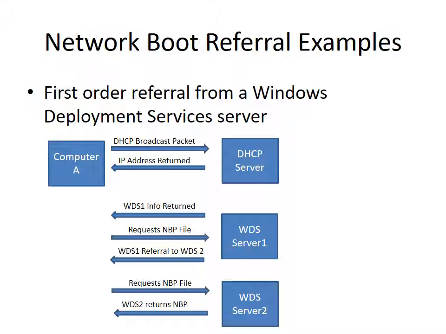So computer A comes online, and the first thing it does is it requests an IP address from the DHCP server. So in this case, the DHCP broadcast packet is sent out over the network, and then the DHCP server responds with an IP address. In addition to this, WDS1 is configured to also return its information. So along with the IP address, it's also going to send information to computer A.